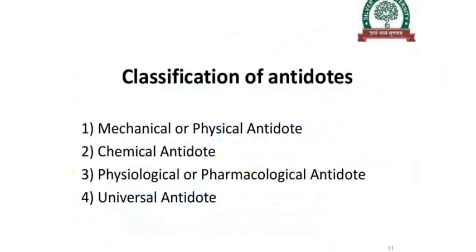Now, the classification of antidotes. All antidotes can be classified into four types. First is the mechanical or physical antidote. Second, chemical antidote. Third, physiological or pharmacological antidote. And fourth is the universal antidote. So this is the general classification of antidotes, and we will see each category in detail.